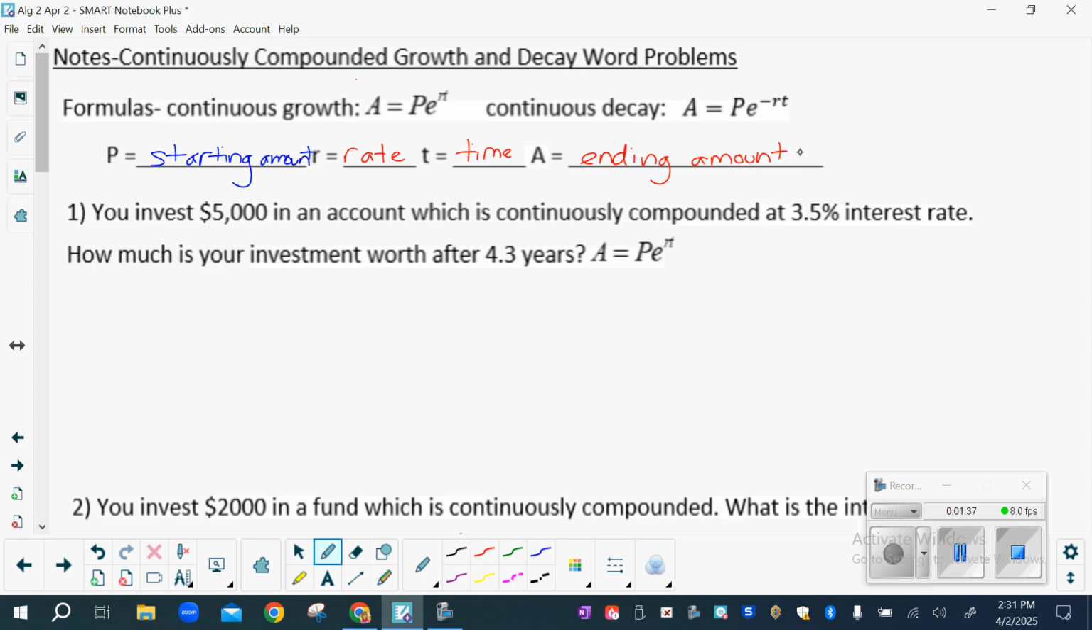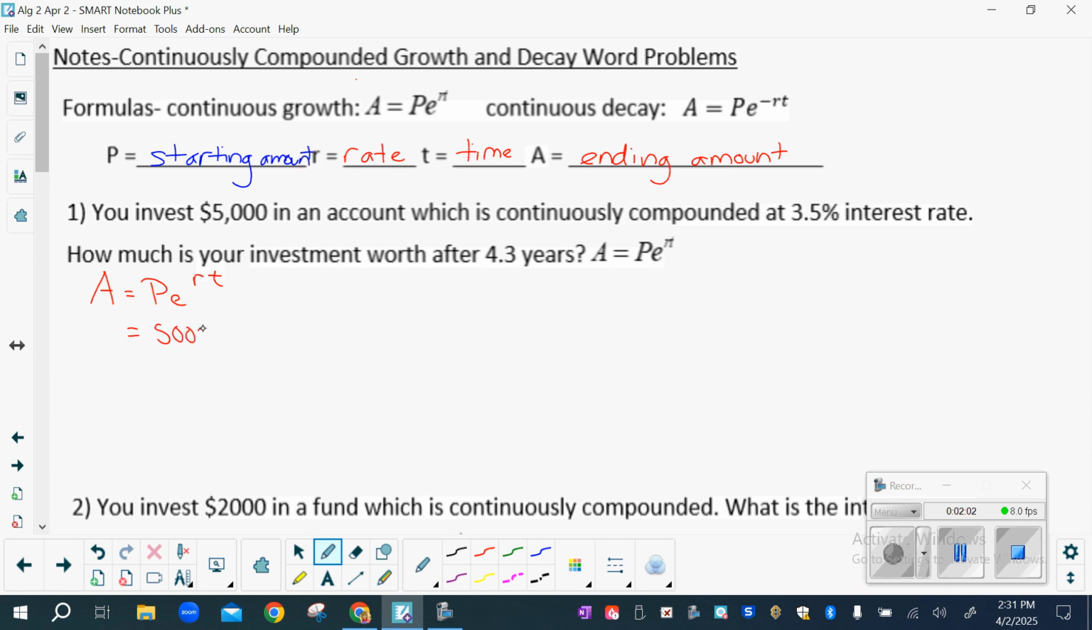Okay, so our first problem, you invest $5,000 in an account which is continuously compounded at 3.5% interest rate. How much is your investment worth after 4.3 years? So here's our formula. So this 5,000, is it your beginning amount, your P, or is it your ending amount, A? P. It's your starting amount, P.